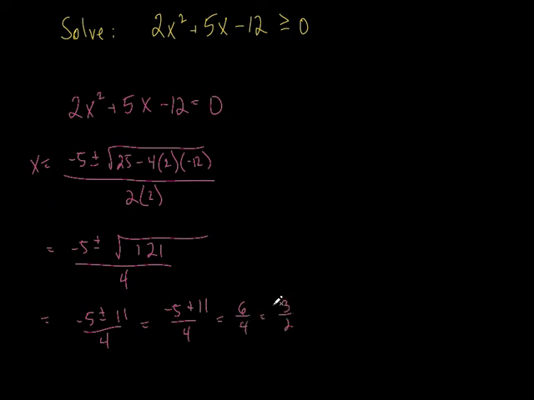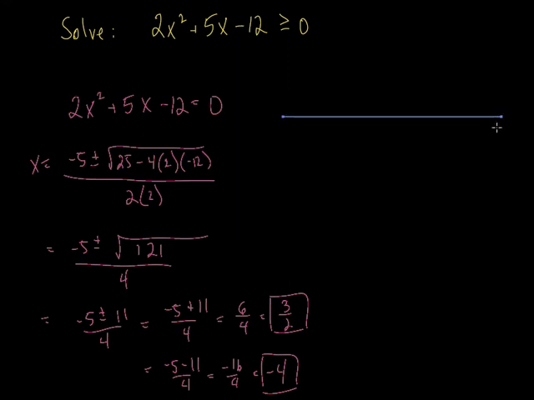That's one. I'm not going to circle it, but that's going to be one of my points on my number line. And then you also have negative 5 minus 11 over 4. That's negative 16 over 4, which is negative 4. We good? So those are my 2. I'll put it in a box. I'm not circling it. This is not my answer. But these are the 2 numbers that I want to put on my number line.